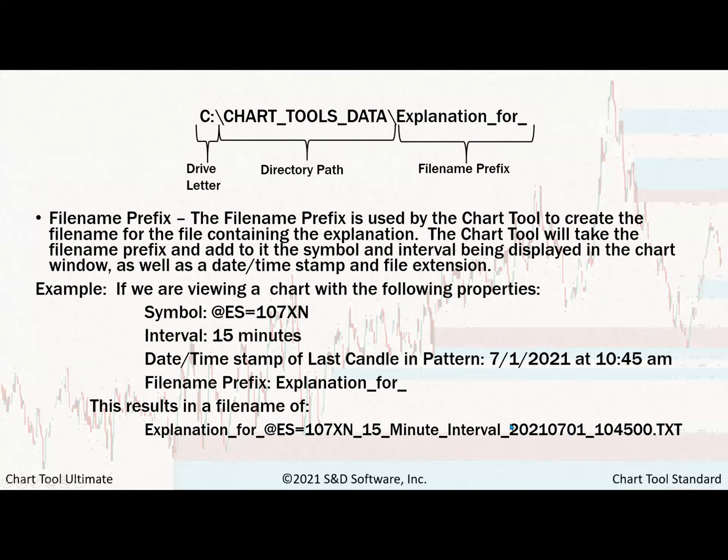Now, on the date and time stamp, the first 4 digits here are the year. The next 2 digits are the month. The last 2 digits of the date are the day. For the time, it's going to be 24-hour time. And we're going to have 2 digits for the hour, 2 digits for the minutes, and 2 digits for the seconds. And then the tool will add .txt to the end of it to tell the operating system what kind of a file it is and what kind of programs can be used to view that file.